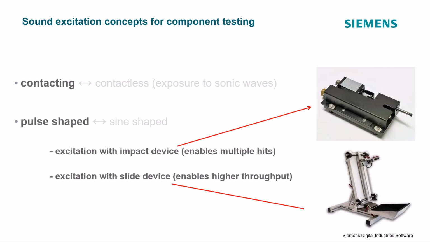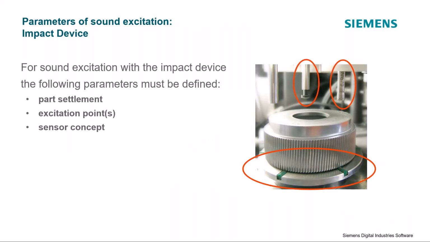The excitation with the slide device, it also has its advantages. It enables higher throughput because you don't have to place a part into the part settlement and put it out again. You will see it in the movies later. The parameters of sound excitation. What is important to know about the part settlement? Its geometry, of course, the point of excitation, where to hit the part, and which type of sensor to use. For example, for the car body part testing in the press line, a microphone would not be a good idea. We use a vibration sensor, structure-borne noise sensor.